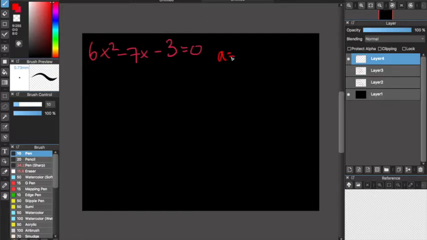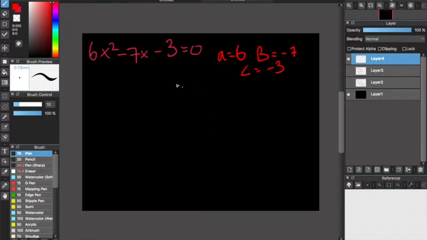So a is the first one, the number that has the square. So let's just put it here, 6. b is usually the one that has x on it, which is minus 7. And then c is the one that doesn't have any x or anything, just a bare number, which is minus 3.